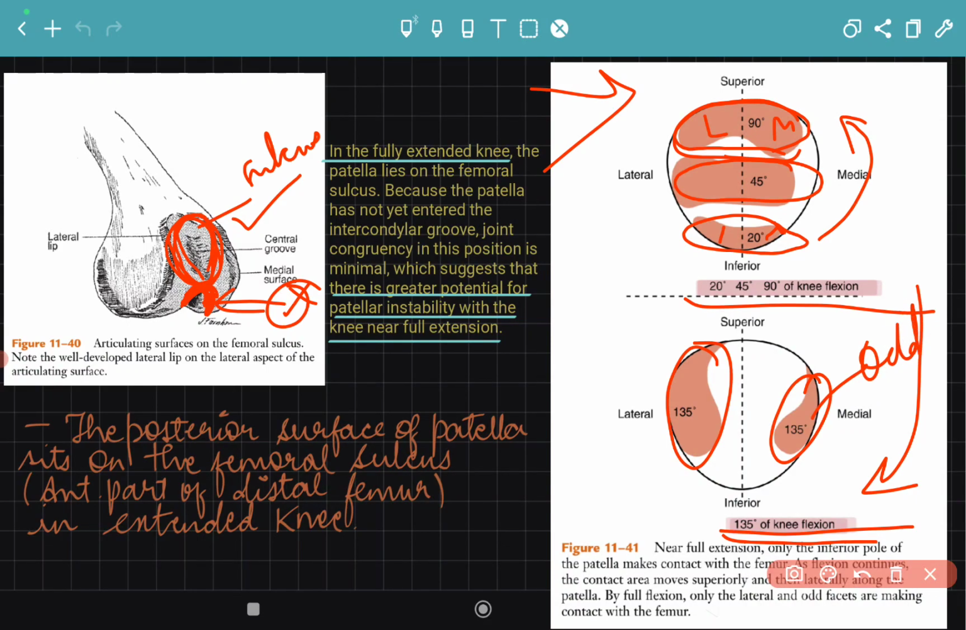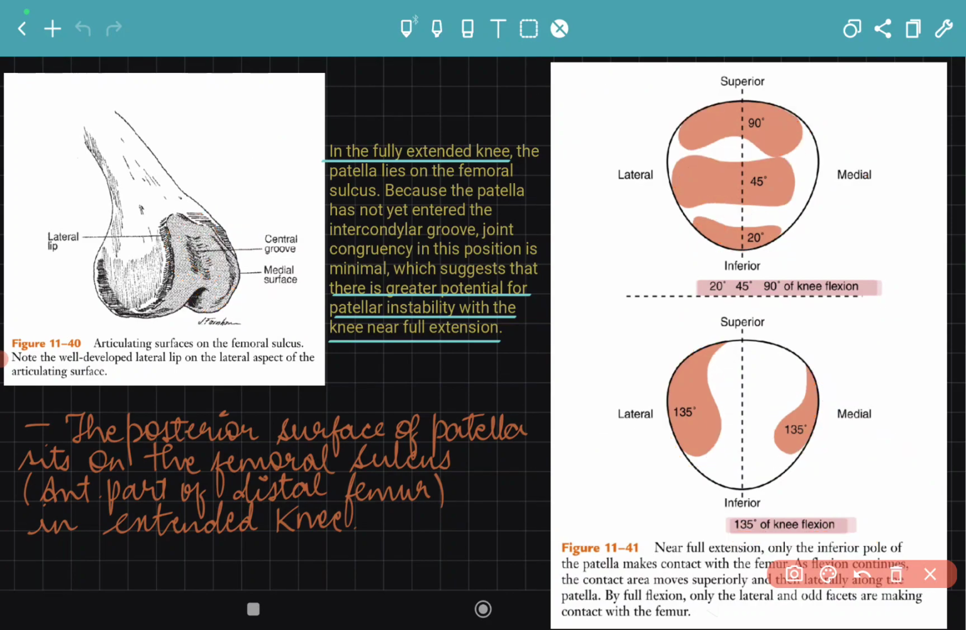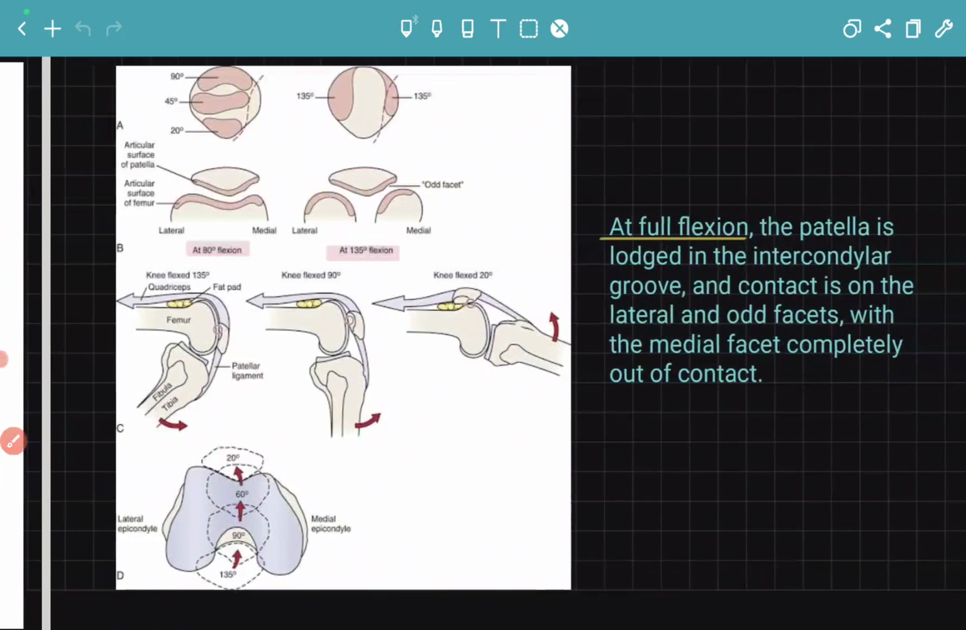The medial facet has no contact with the femur, as we have to remember one thing, that only the lateral facet and odd facet of the patella is in contact with the femur. So that is the point to remember.